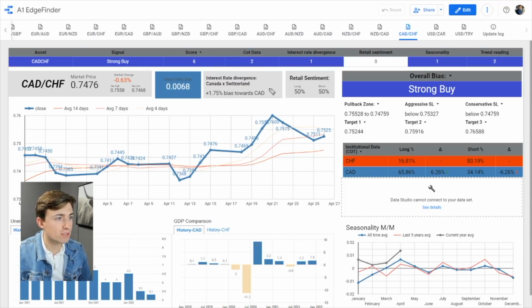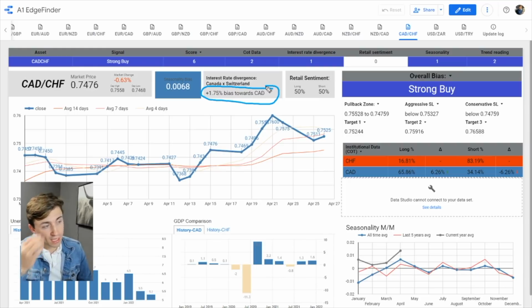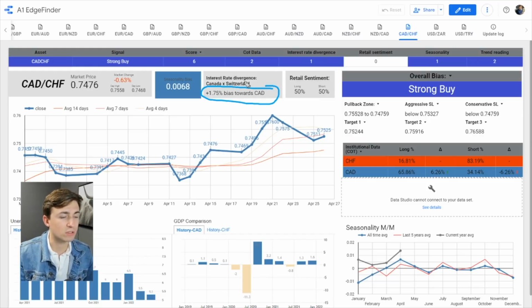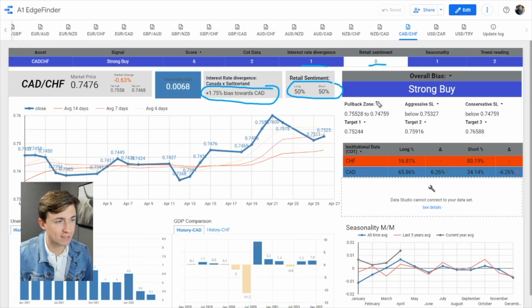Interest rate divergence: there's a strong bias here towards buying CAD and shorting the Swiss franc. The reason is that the Canadian central bank offers a much higher interest rate than the Swiss National Bank. So putting that into perspective, we have a +1 in that category. Retail sentiment is neutral, as traders are literally 50-50 on buying and selling this pair, so that doesn't help us out too much.